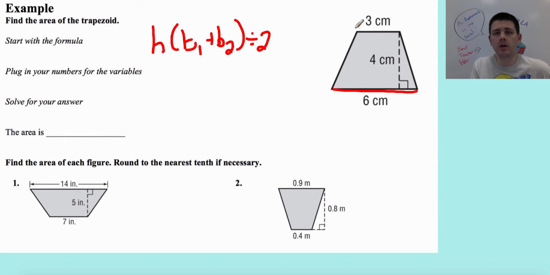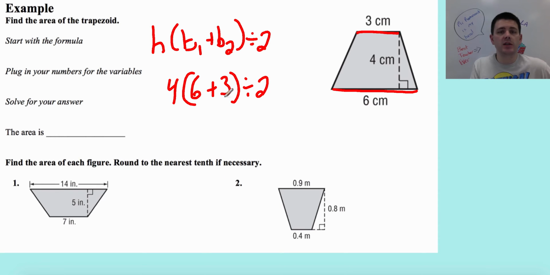Base 1 plus base 2. So 6 plus 3, multiply times my height. Remember, my height is that measurement that's at a right angle to my two bases. So that's times 4. And then I'm going to divide by 2.